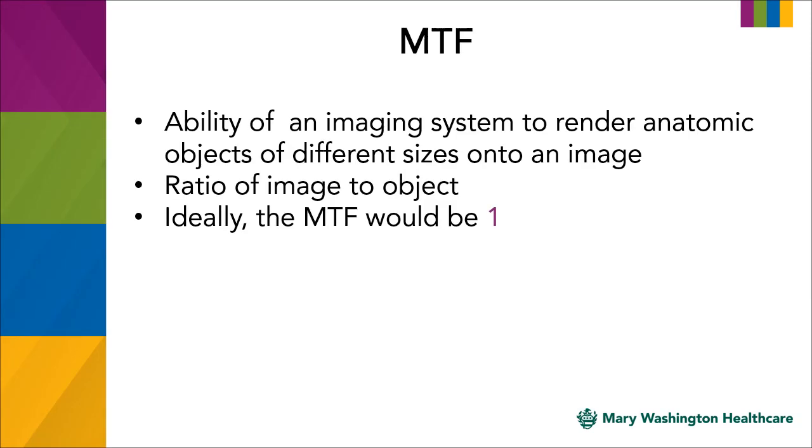Modulation transfer function: this is the ability of an imaging system to render anatomic objects of different sizes onto an image. It's the ratio of image to object. Ideally it would be great to have an MTF of 1 because the image size would be the same as the object size. The modulation transfer function is just looking at that, the objects of different sizes. And this concludes our video lesson on part 1 of digital imaging.